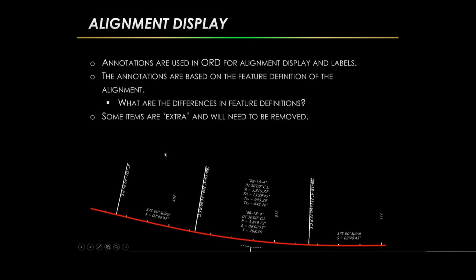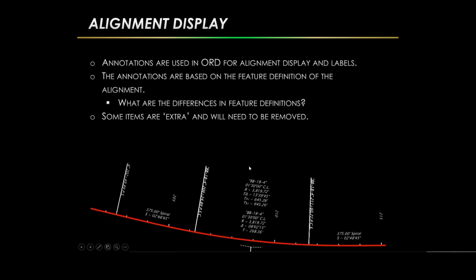Now, one of the things you need to know about these annotations is some of the items are extra and will need to be removed. And in this example here, this is kind of why I chose this picture. You'll notice we have two sets of curve data for this alignment. One of the sets is the complex curve, the spiral-curve-spiral, which we want, and one of them is just the simple curve. Well, we do not want the simple curve label, so that would be something that needs to be removed.